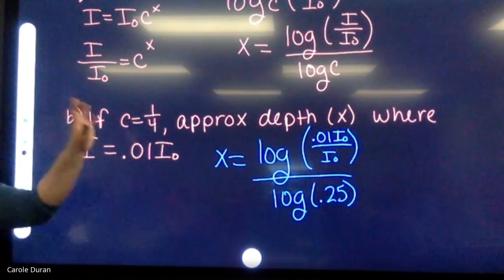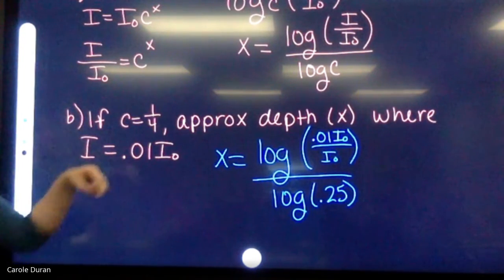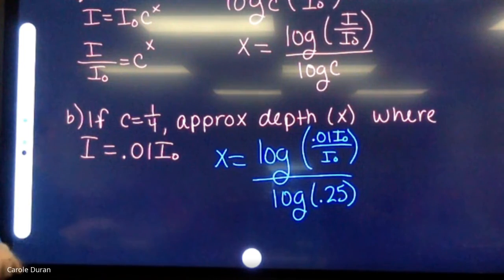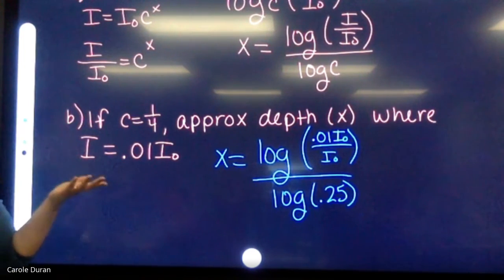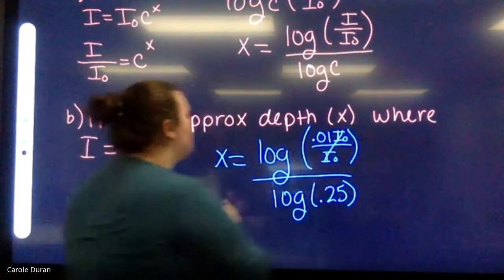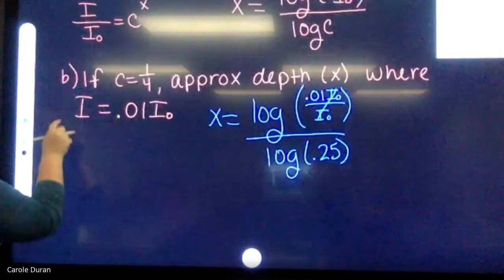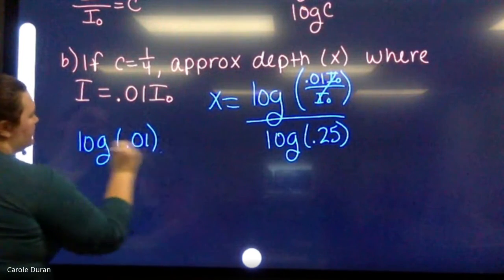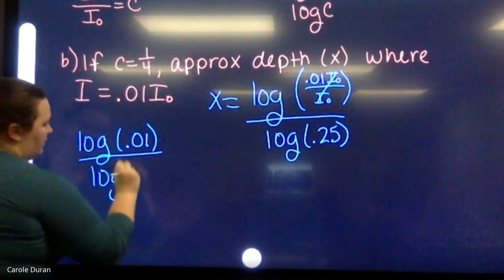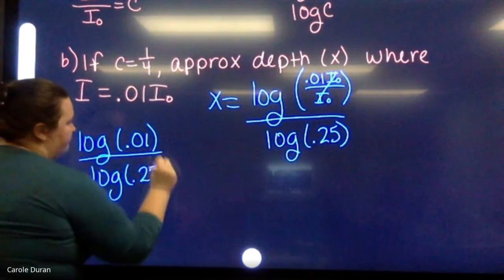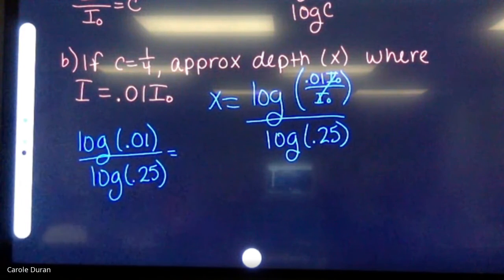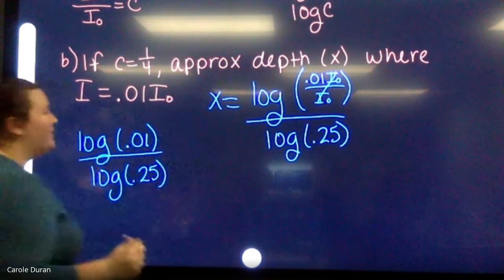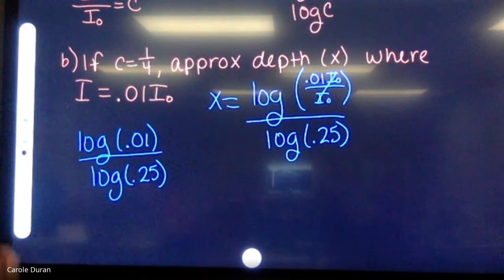Can I simplify that log of 0.01 I naught over I naught? The I naughts cancel. So I'm just left with log of 0.01 divided by log of 0.25. And guess what? I can put that in my calculator. It's magical. I'm faking it, but it's okay.